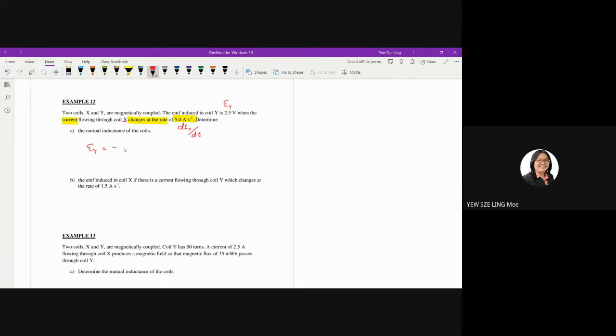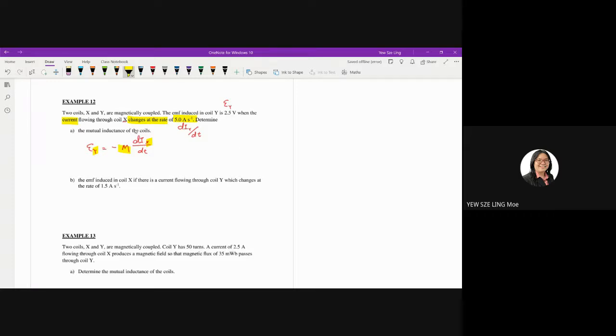negative M dI_X over dt, because you are looking at mutual inductance. Therefore, for EMF_Y, the current must be coming from X.